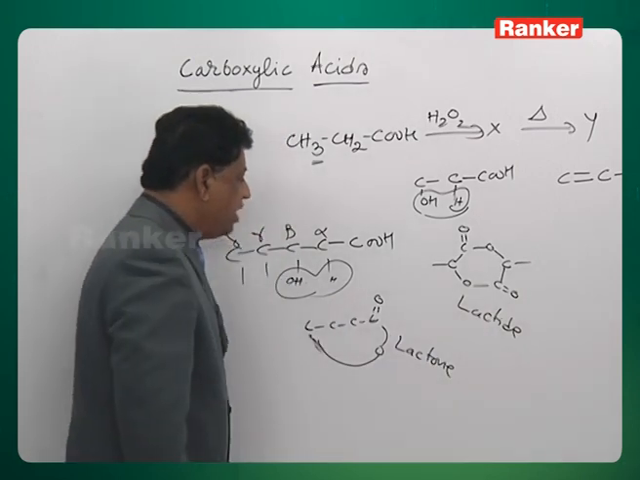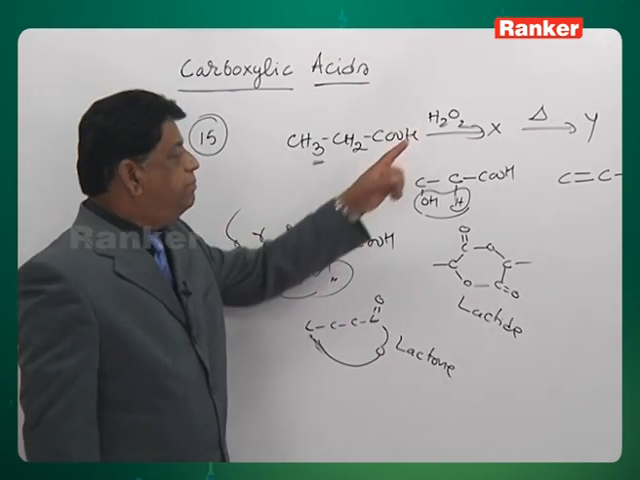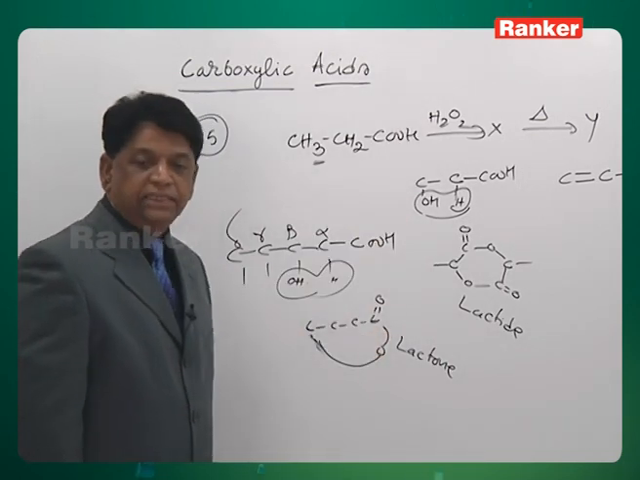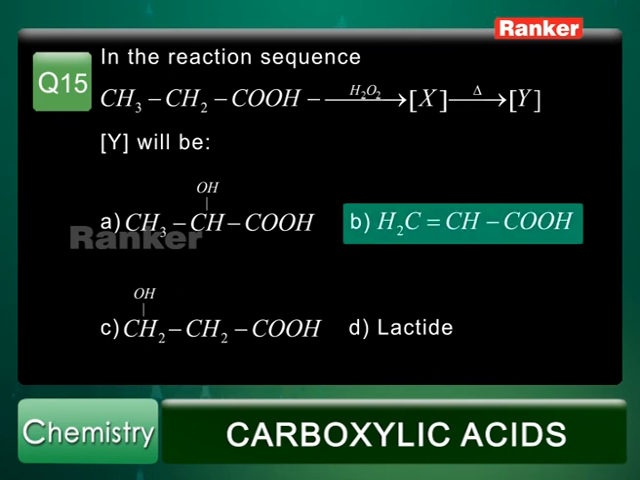So lactide is formed through the alpha hydroxy acid, but X is a beta hydroxy acid, therefore you will get an unsaturated acid, that is alpha beta unsaturated acid. That is the concept here. So the answer will be B.